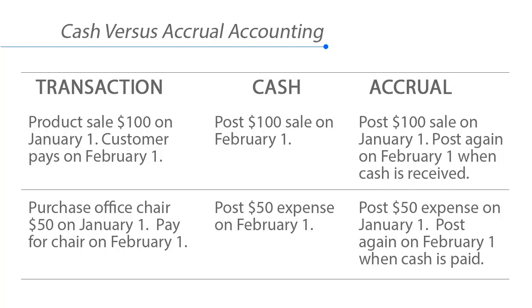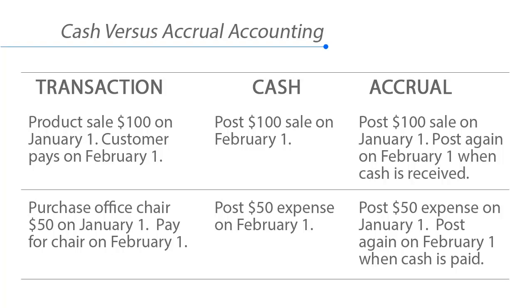Let's look at the second example of our office chair. Purchase an office chair for $50 on January 1st, but you do not pay for the office chair until February 1st. So in cash basis accounting, you post the $50 payment as an expense on February 1st because that's when you actually paid the cash. With accrual-based accounting, you post the $50 expense on January 1st because that's when you purchased the office chair, and you make a second post on February 1st when the cash is actually paid for the chair.